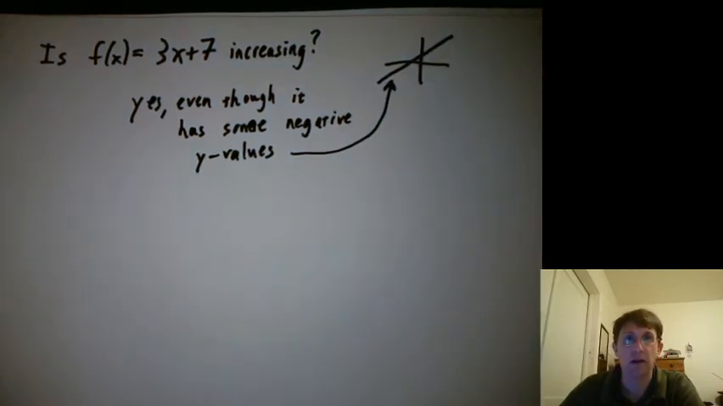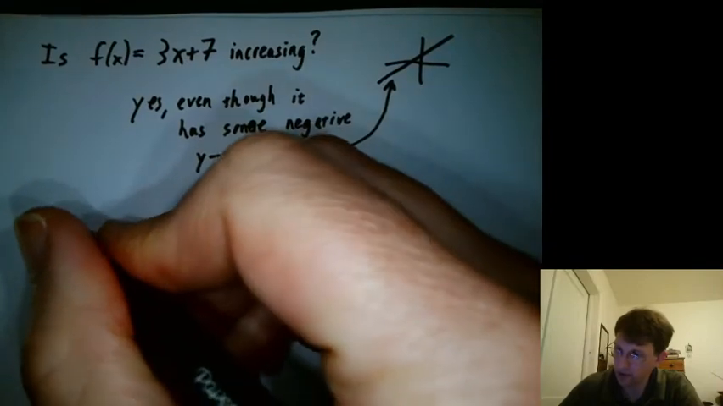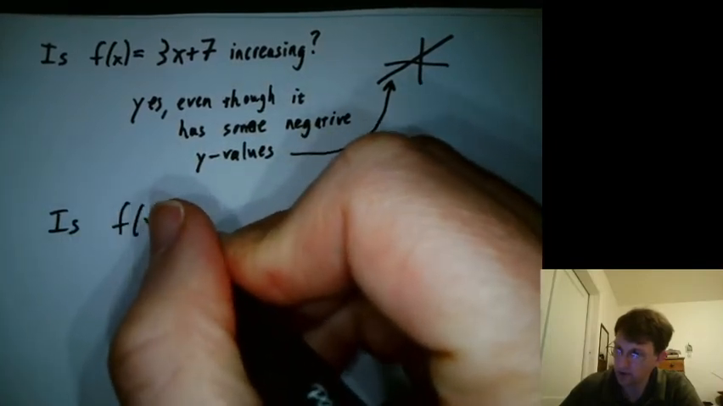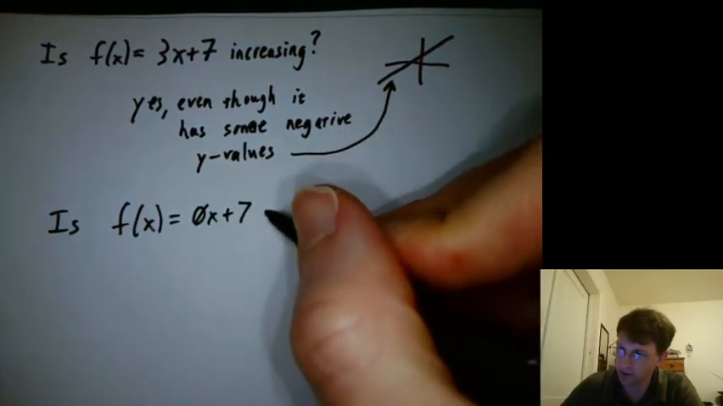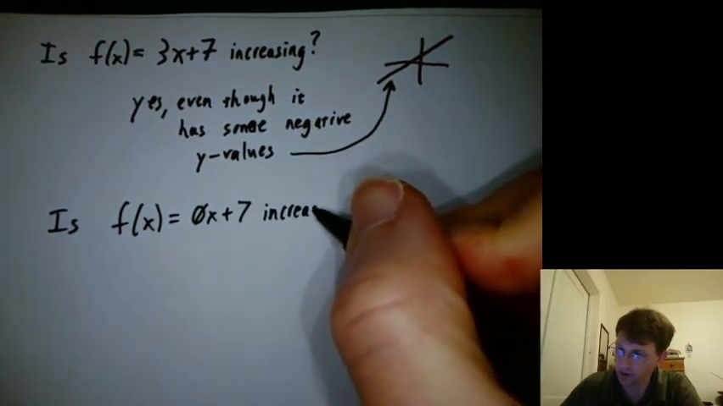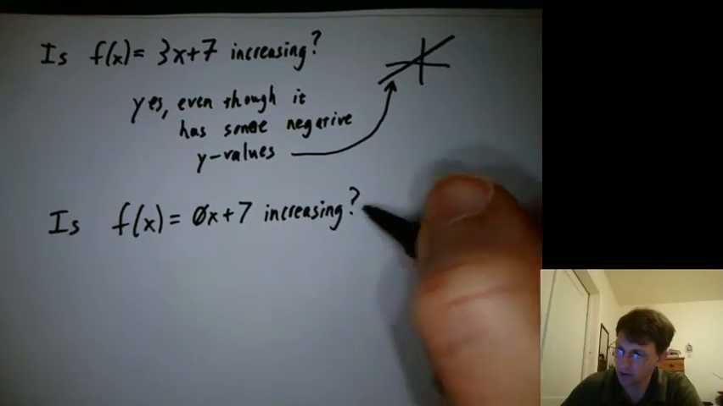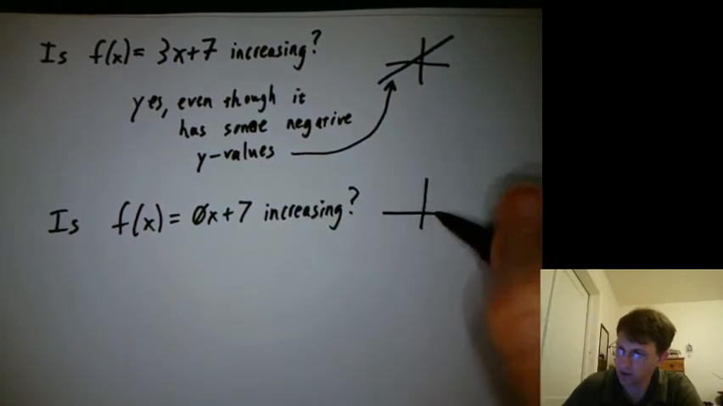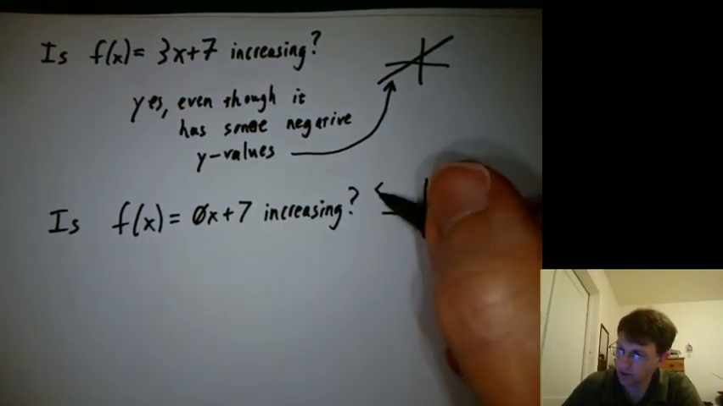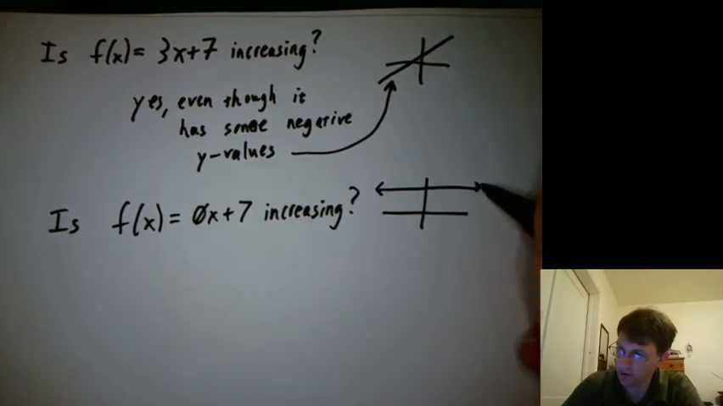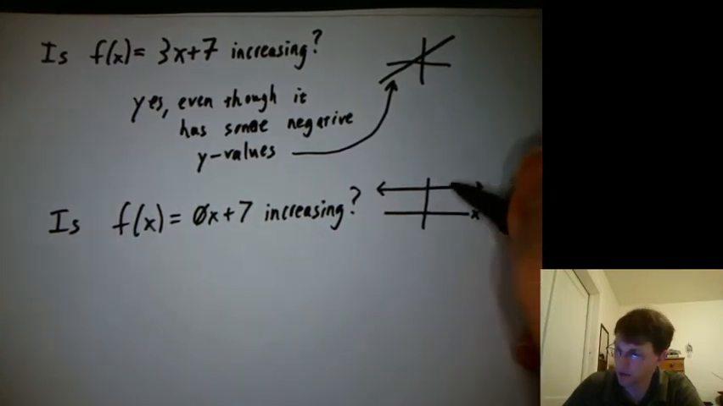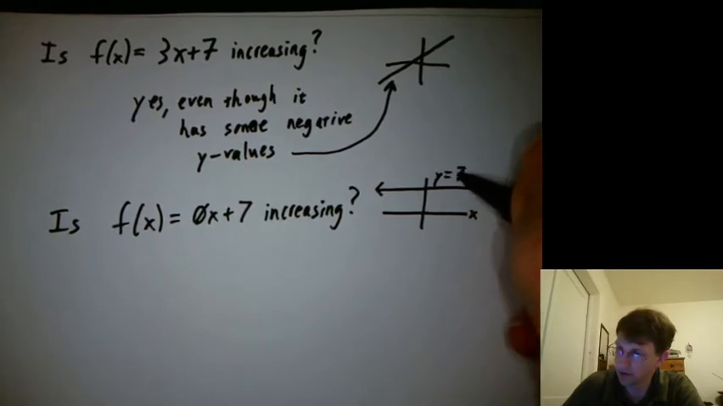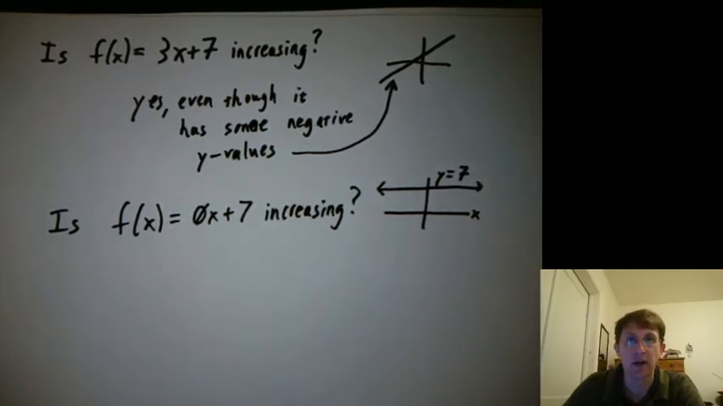All right, here's another question. Is f of x equals 0x plus 7 increasing? Well, we could graph that. It's kind of hard to graph. It's hard to tell it apart from the x-axis. So we'll say there's the x-axis. Here's basically y equals 7. Would you say that that is increasing?